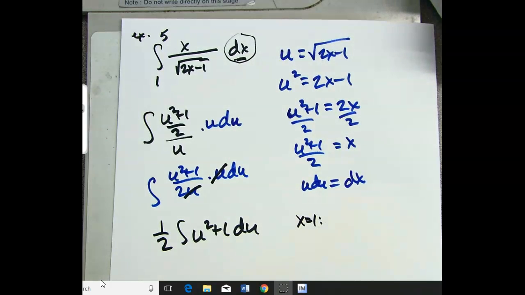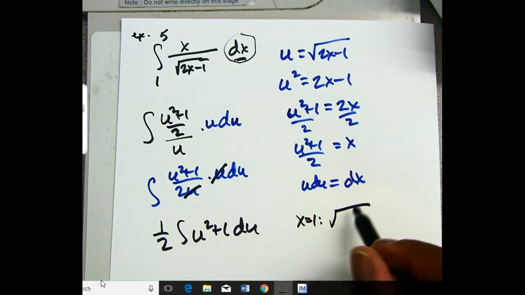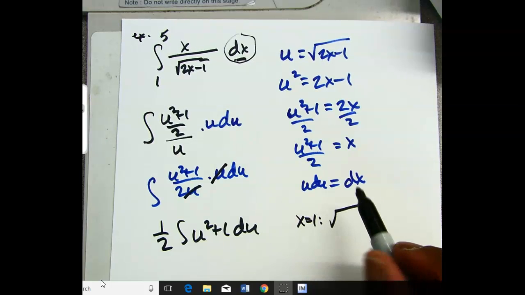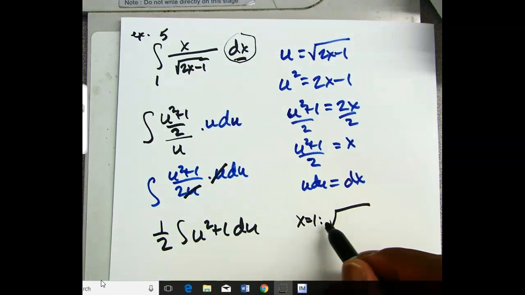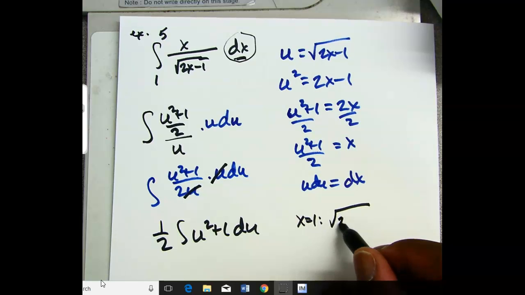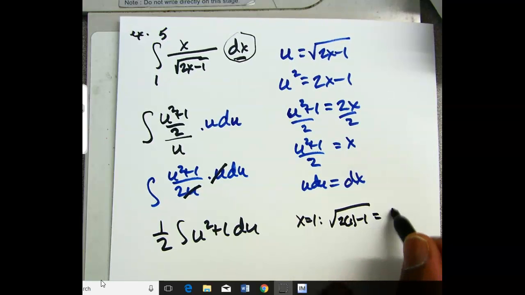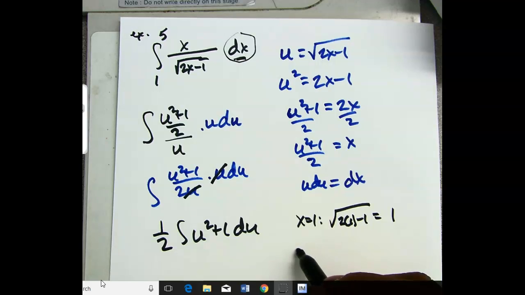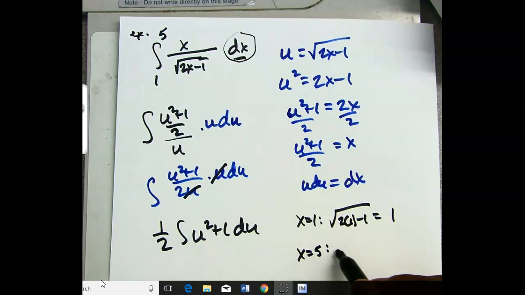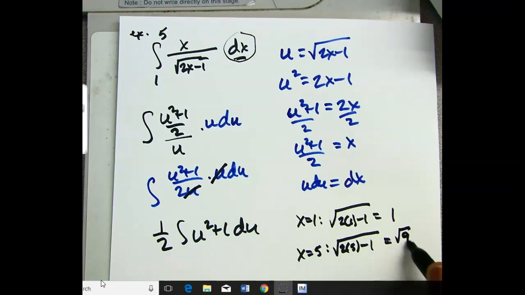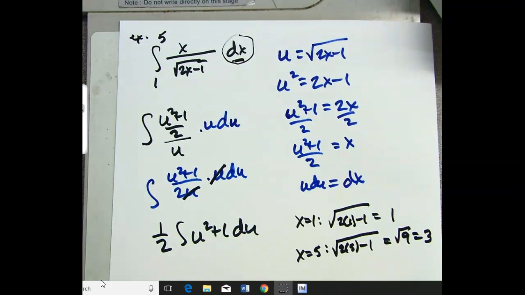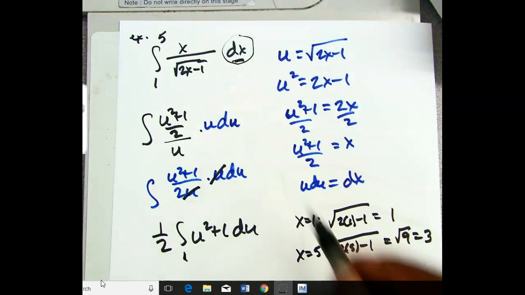Remember we said u is the square root of 2x minus 1. So when x is 1, you're going to get 2 times 1 minus 1, so you're going to get 1. And then when x is 5, you're going to get the square root of 2 times 5 minus 1. 10 minus 1 is 9, so the square root of 9 is 3. So our new limits, when x is 1, it stays 1, but when x is 5, that's 3.